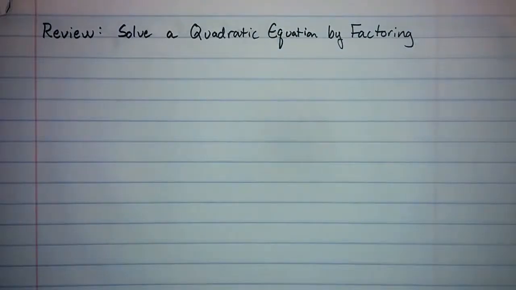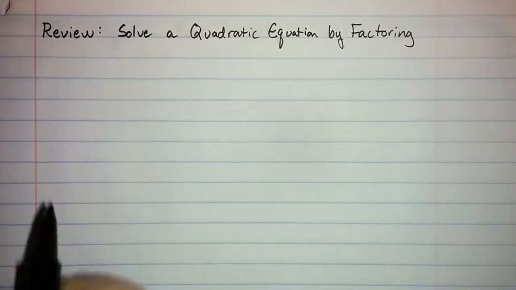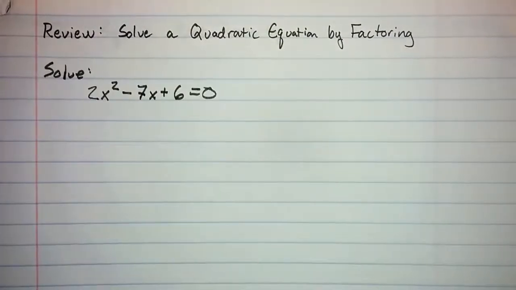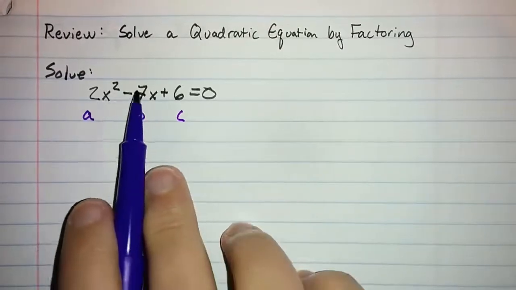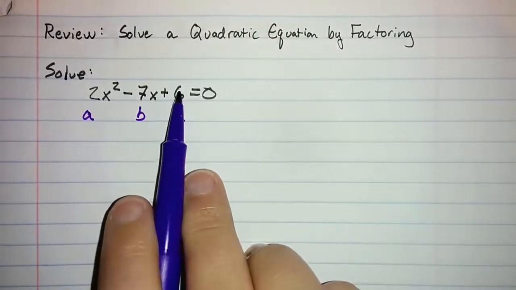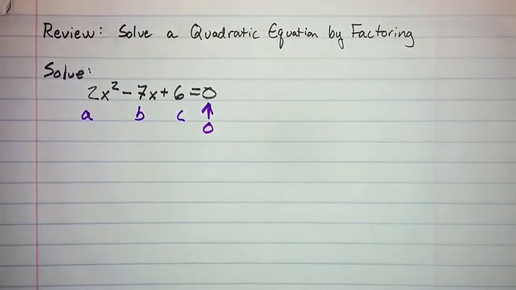We already know one method for solving a quadratic equation. Namely, we solve it like any other polynomial equation, by factoring. So for example, suppose we wanted to solve this quadratic equation. Notice this quadratic equation is in standard form with a equals 2, b equals -7, c equals 6. Polynomial equals 0. How would we solve this?